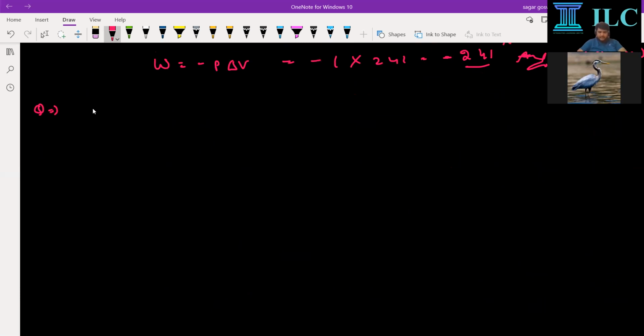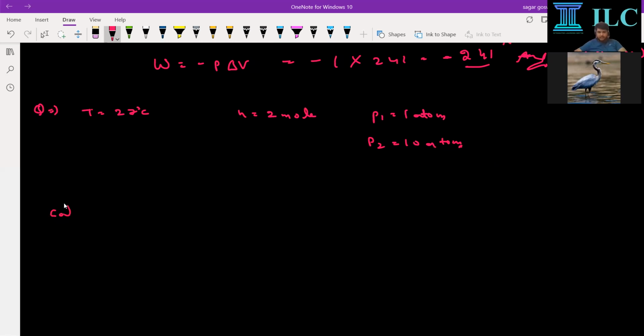Suppose the temperature is 27 degrees Celsius, the number of moles is 2, and the pressure is 1 atmosphere. I compress the gas isothermally and reversibly, and the final pressure becomes 10 atmosphere. If I decrease the volume by compressing, the pressure increases, since pressure and volume are inversely proportional.